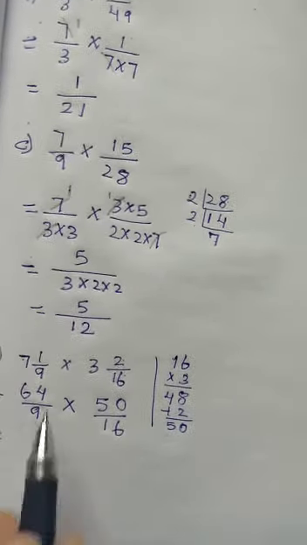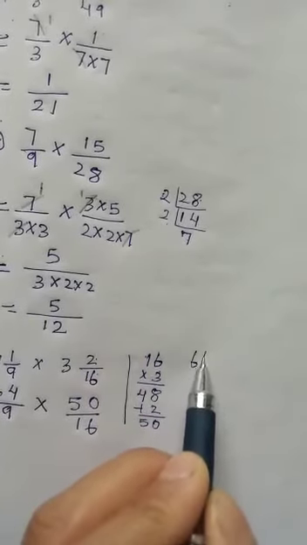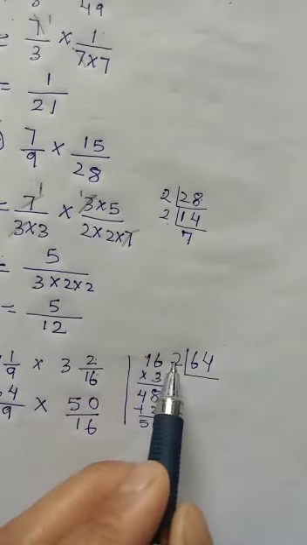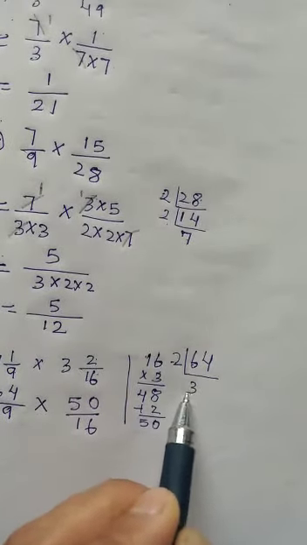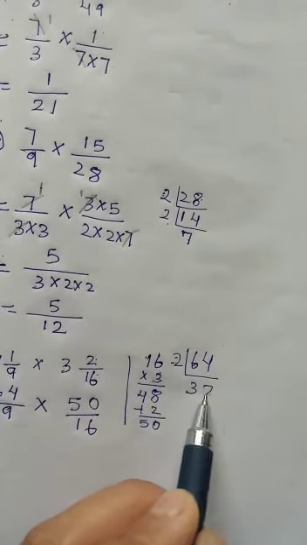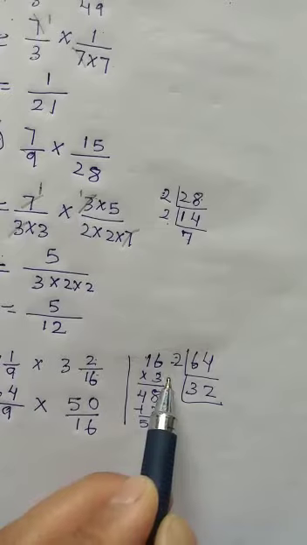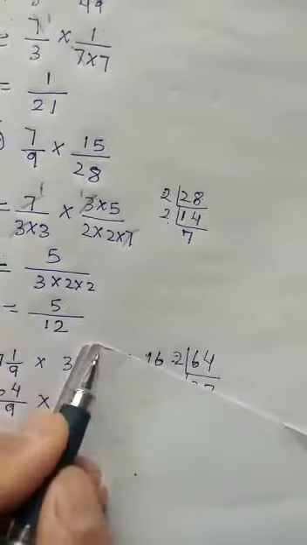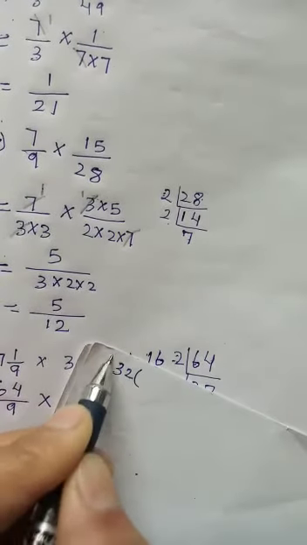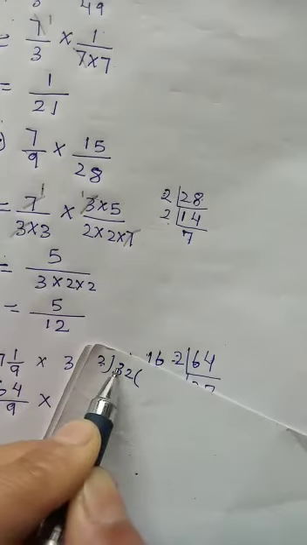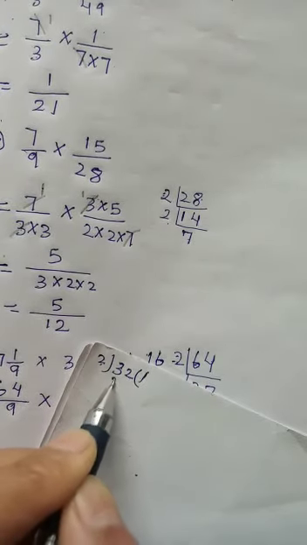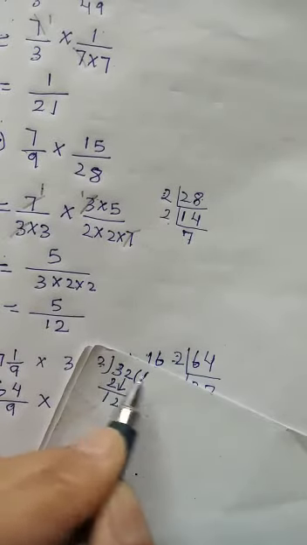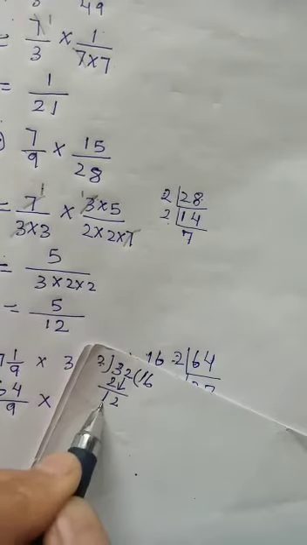So now 64 is a big number. Let us split it. Ending with 4, even number. So we can go with 2. 2 into 3 will be 6. 2 into 2 will be 4. Again, ending with 2, we can divide by 2. If you don't know to do it directly, you take the rough, then do like this, okay? 32, you divide by 2. 2 into what is near to 3? 2 1s are 2. Then 3 minus 2, 1, bring down 2. 2 into what will be 12? 2 into 6 will be 12.